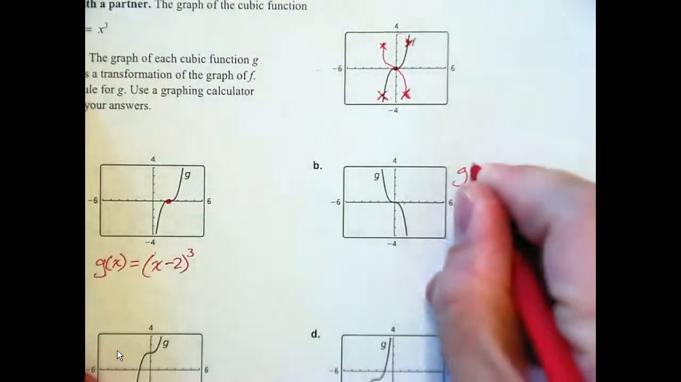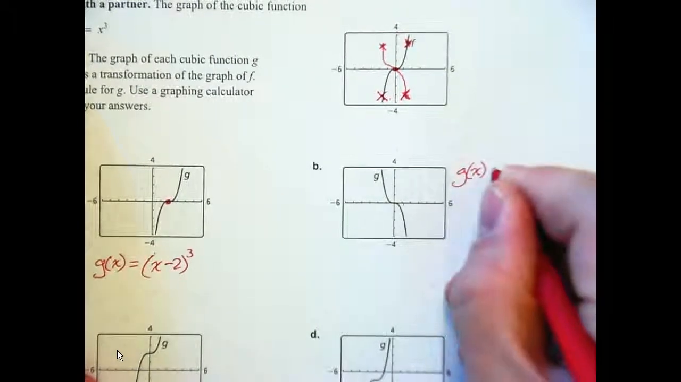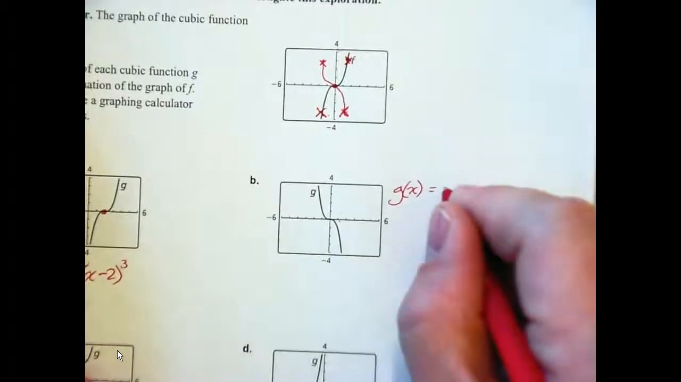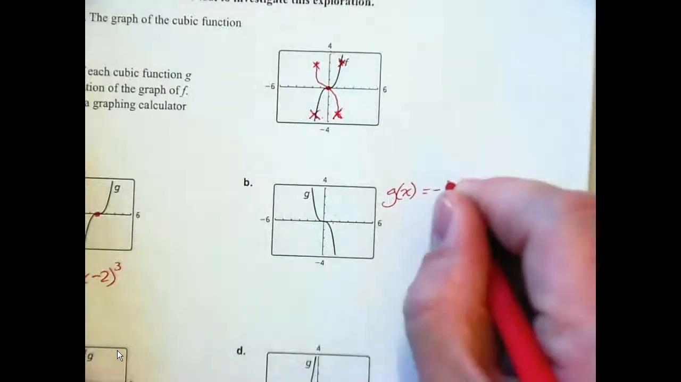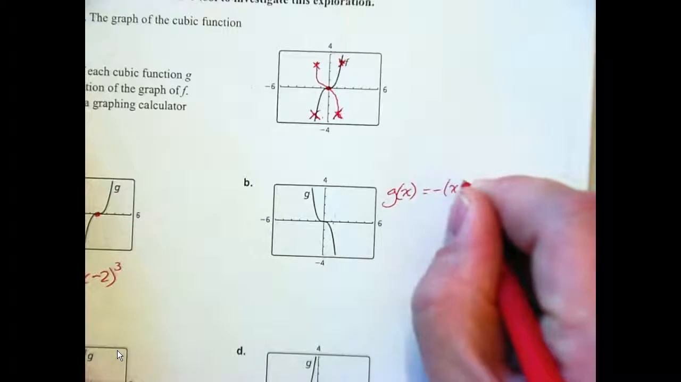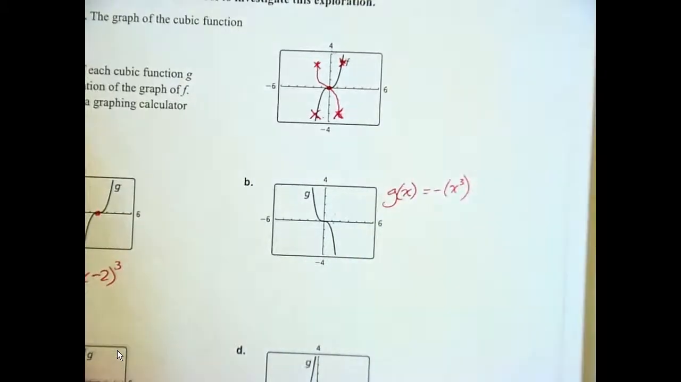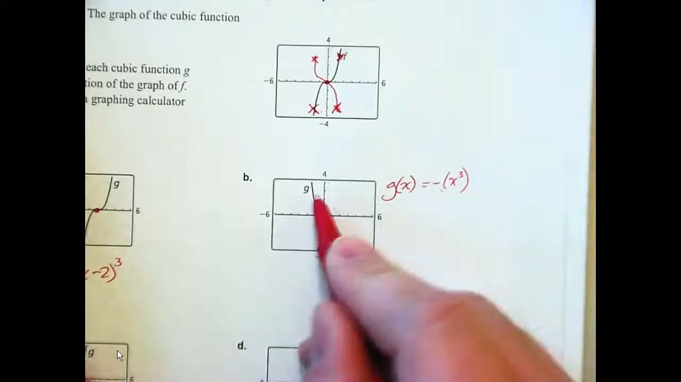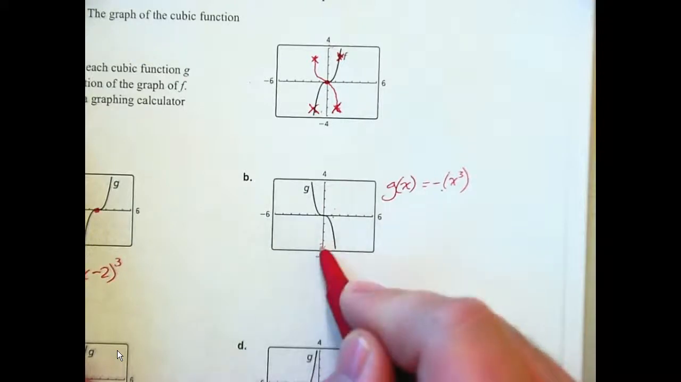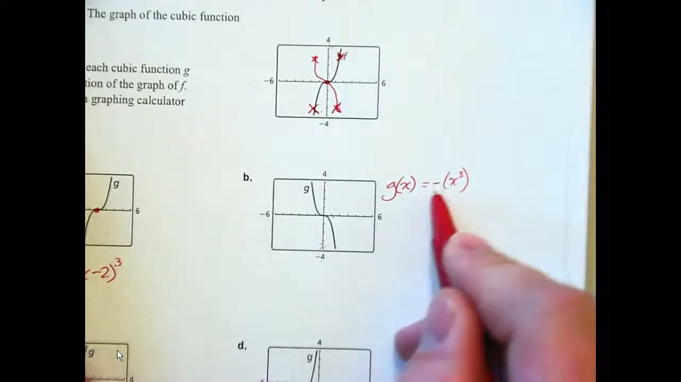So you can think of it in two different ways. If you said g of x is equal to, I took it and reflected it like that, that means I reflected over which axis? Yeah, I reflected over x. It changed vertically. What does that simplify to?